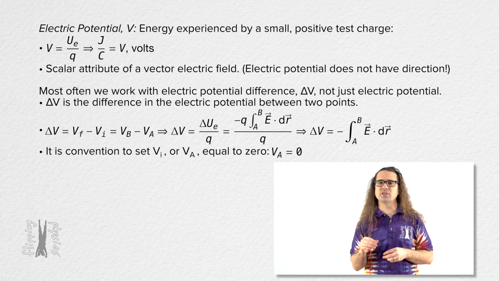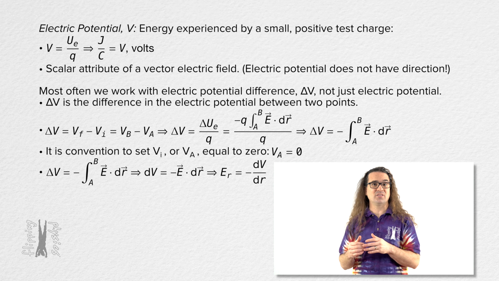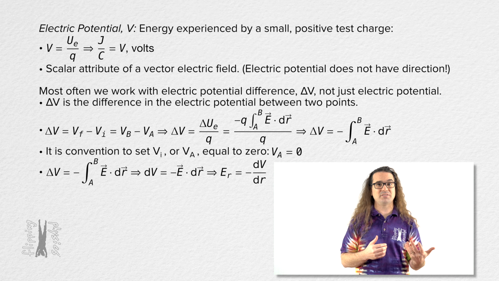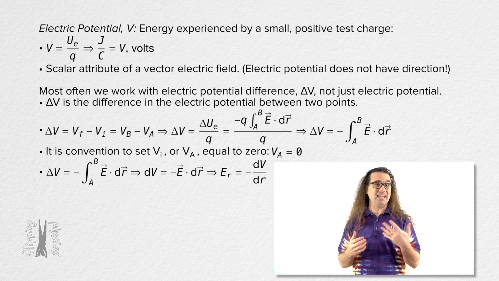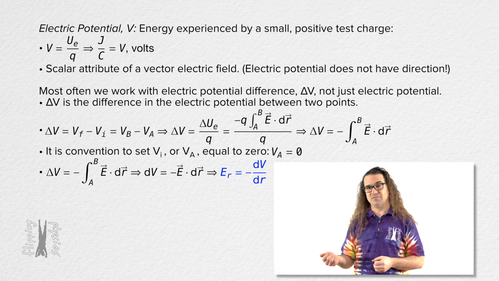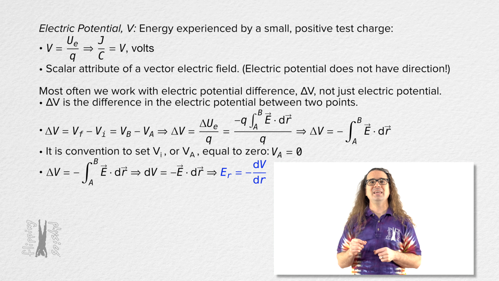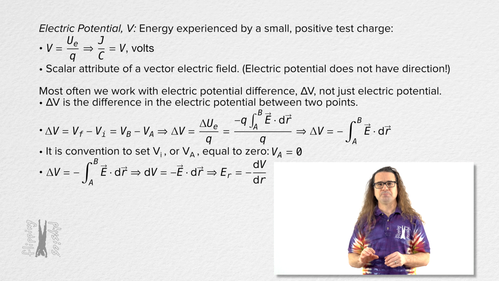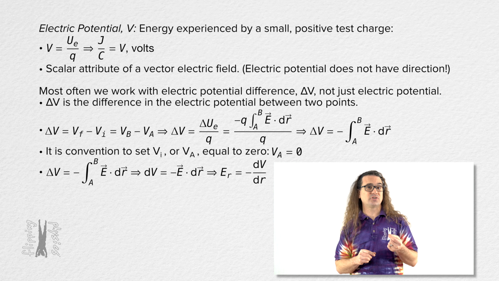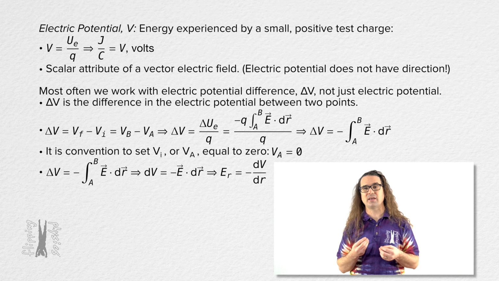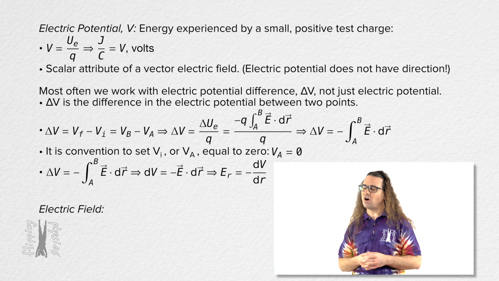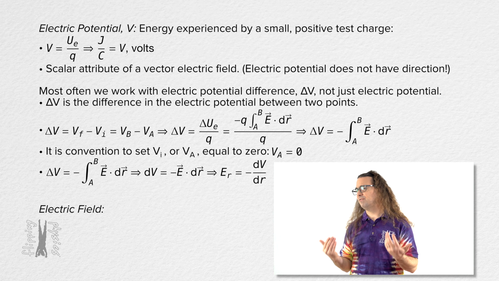Notice we can now essentially go in the opposite direction than we did at the very beginning of this lesson. We can go from the integral to the derivative, and we get that the electric field in the direction of r equals the negative of the derivative of electric potential with respect to r. Okay, now that we have the electric potential units of volts, let's take another look at the units for the electric field. Bo, what are the units for the electric field?